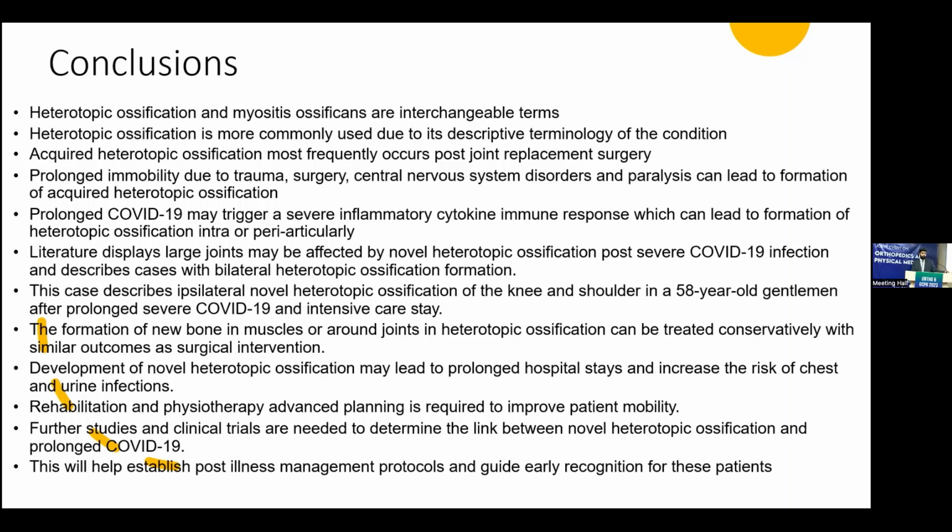The formation of new bone in muscles or around joints in HO can be treated conservatively with similar outcomes as surgical interventions, and development of HO may lead to prolonged hospital stays and increased risk of infections. Rehab and physiotherapy is important. Further studies are needed, and we'll be able to define post-illness management protocols to guide early recognition and treatment for these patients.